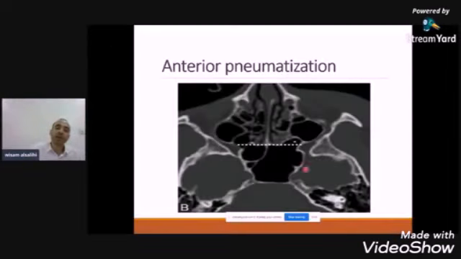Anterior pneumatization resembling the Haller cell or posterior ethmoidal pneumatization, but from the sphenoid, not from the ethmoid, anteriorly to the line posterior to the maxillary sinus.